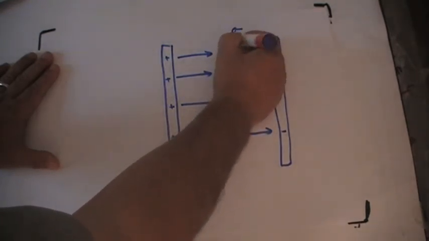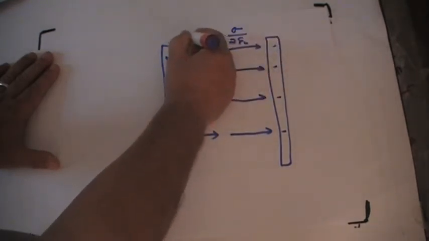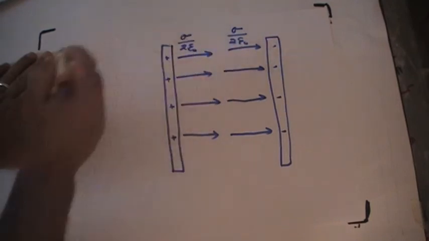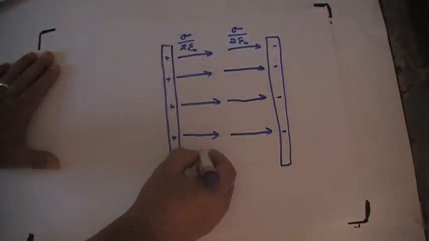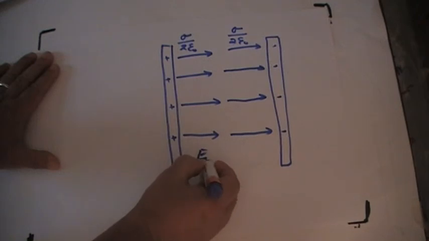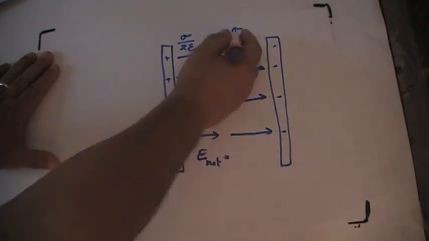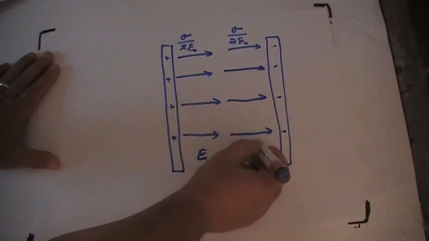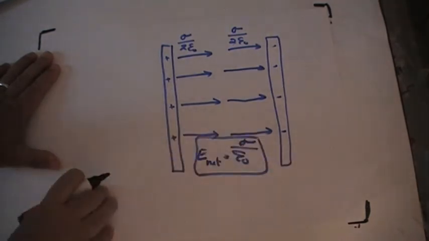This is equal to sigma over 2 epsilon naught, and this is also equal to sigma over 2 epsilon naught. Okay? So when I add these two together, the net field inside is equal to the sum of these two, which is sigma over epsilon naught, as we had seen before.